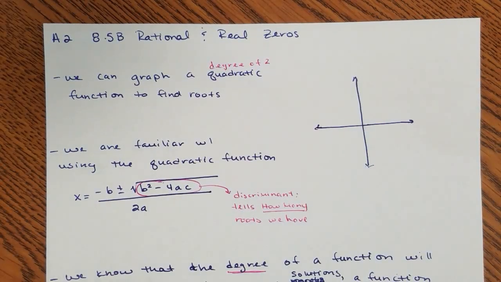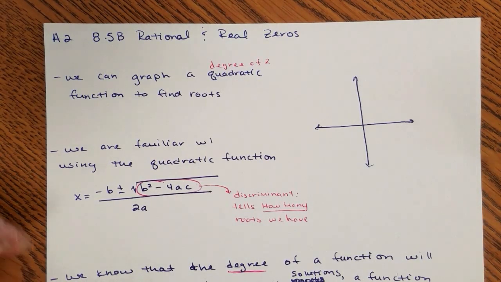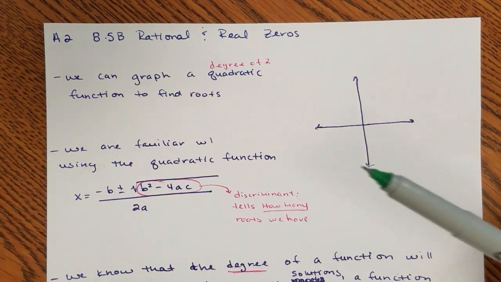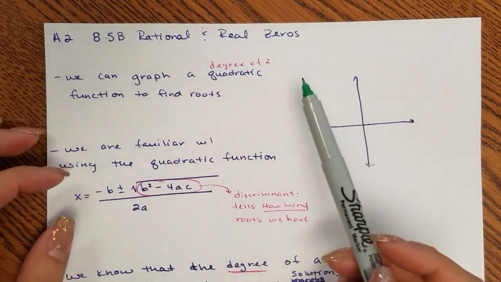Alright guys, this is 8.5b, rational and real zeros. This isn't really the second part to it. The first video was an introduction to kind of remind you on discriminant and solving using square roots and stuff. So the first part to this is more of a review. If you remember it, you don't have to watch it. If you get kind of lost through this, then go back and look it over. But otherwise, you should be fine, hopefully.